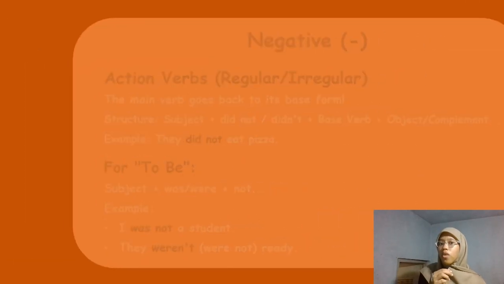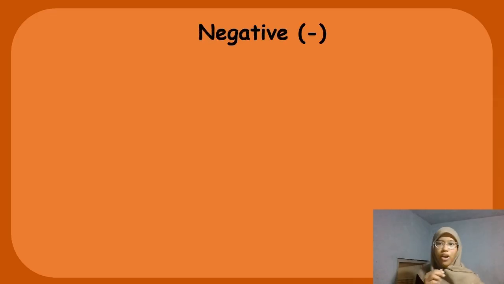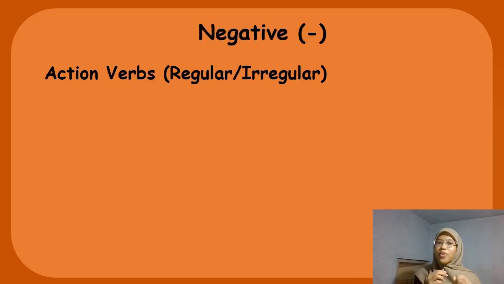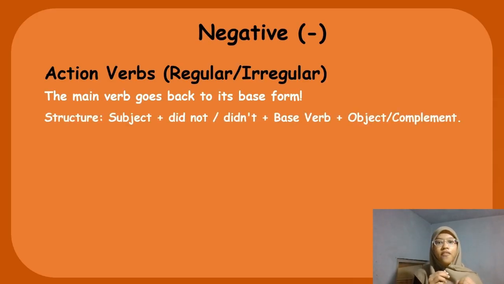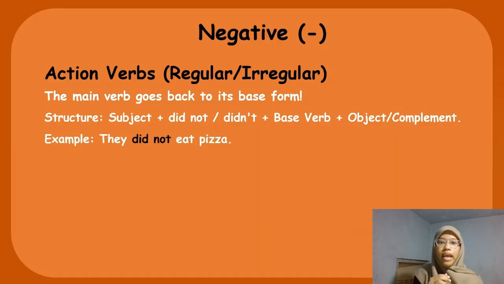What happens when we want to say something did not happen, or ask if it happened? This is where we bring in the helper, the auxiliary verb did. For the negative sentence with action verbs, the structure is subject plus did not or didn't, and the base verb, or verb 1. This is a critical rule because the word did has already taken on the job of showing the past tense. So the main verb can relax and go back to its simple base form. For example, they did not eat pizza. Did not plus verb 1.